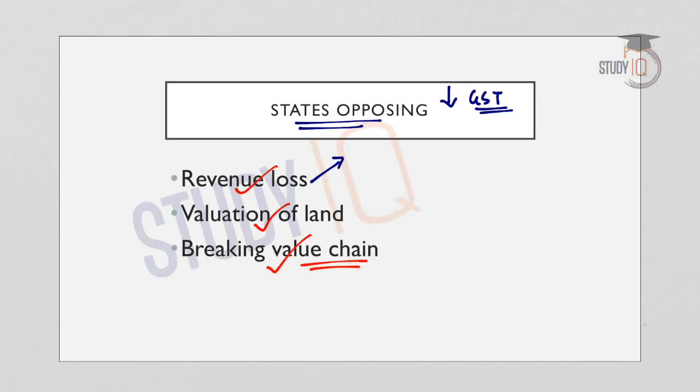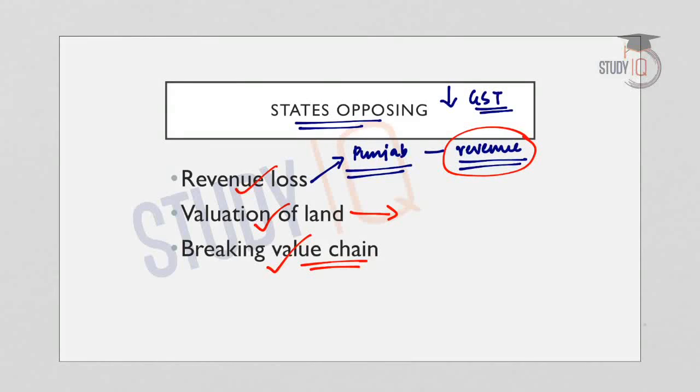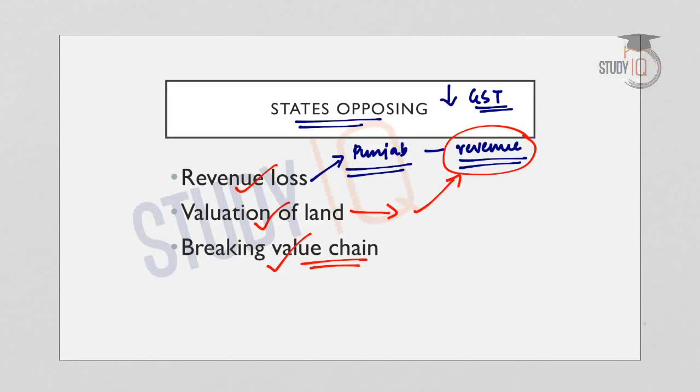The first one, revenue loss. States like Punjab argue that this will lead to a revenue loss for the states. When the GST rate or a tax rate comes down, this will impact the tax revenue of the particular government, whether it be the state government or the central government. So this can lead to a revenue loss. Also, it is criticized that the valuation of land cannot be proper, because in some places the value of land would be higher, in some places it would be lesser. So this will also lead to a revenue loss for the government.